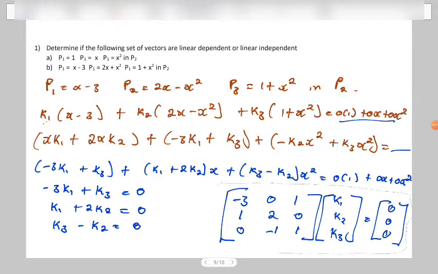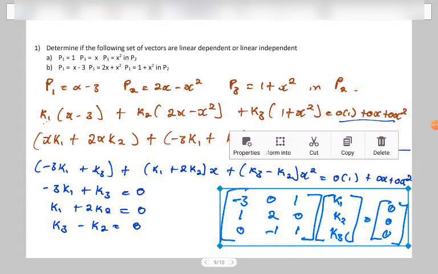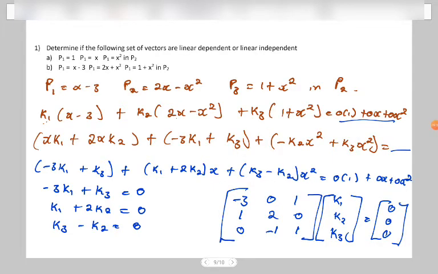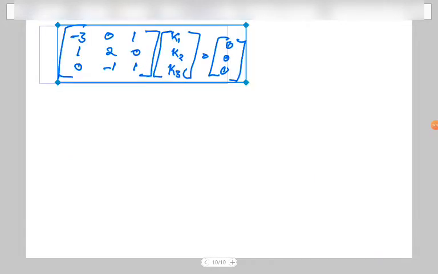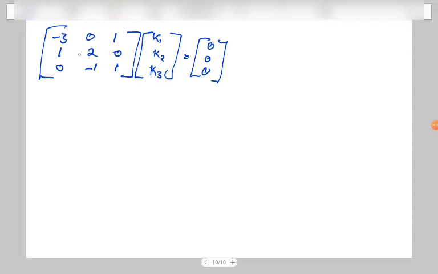Also feel free to pause the video and try by yourself. Okay, so let's do it. Here we're going to reduce this. We're going to do a triangular matrix. So we're going to make this 0, this 0 and this 0, right? By doing that, that means we're going to solve this matrix first. We have this matrix as minus 3 0 1 and 1 2 0, and 0 minus 1 1.